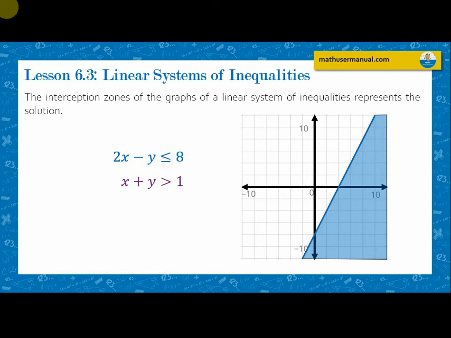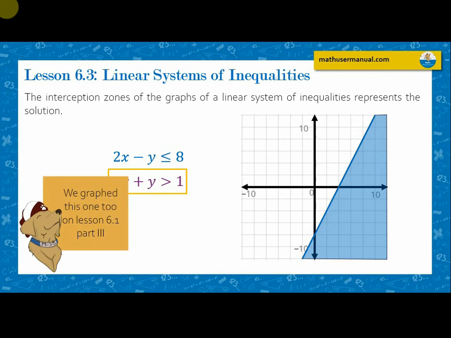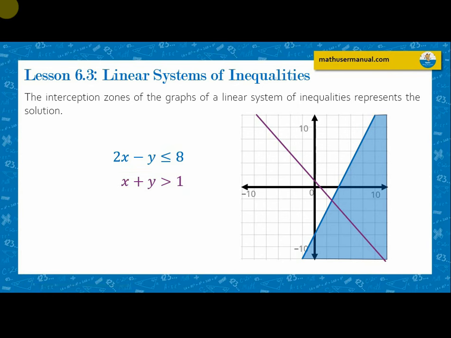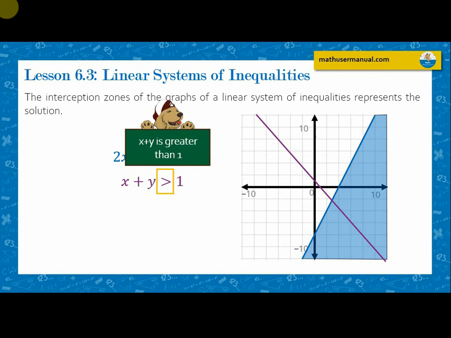Then we move on to the next inequality, x plus y is greater than 1. One more time, if you don't remember why this is a line with a y-intercept at 1 and an x-intercept at 1, just review lesson 6.1, part 3. Then again, this line just represents the graph of the equation, and we have an inequality: x plus y is greater than 1.